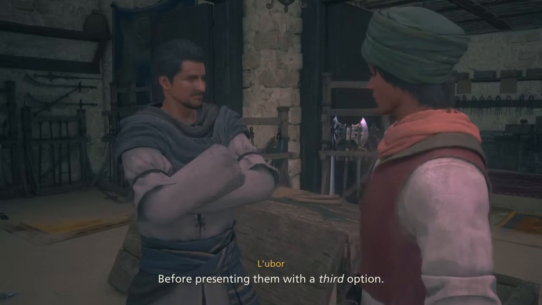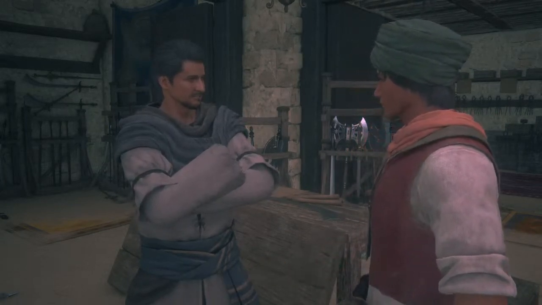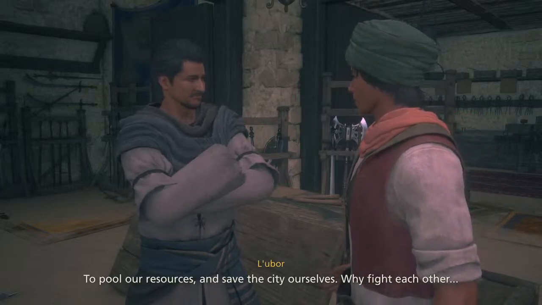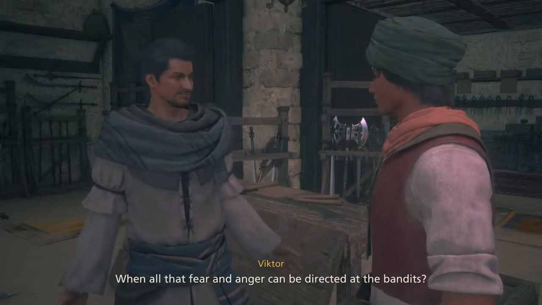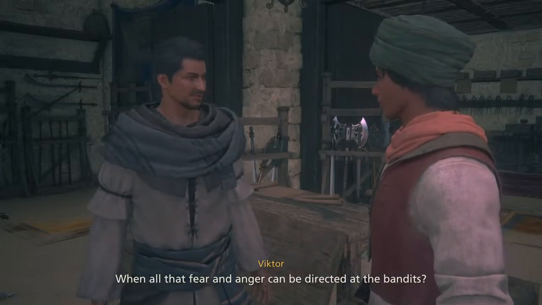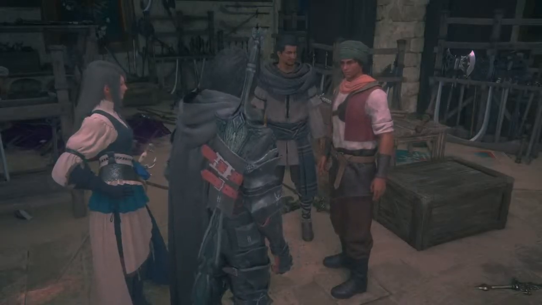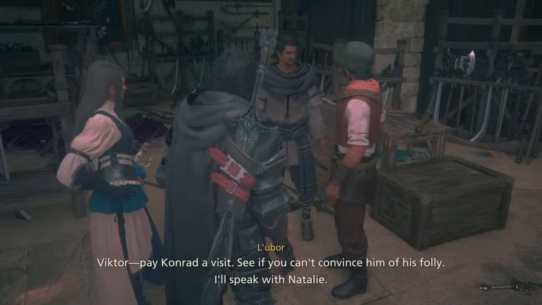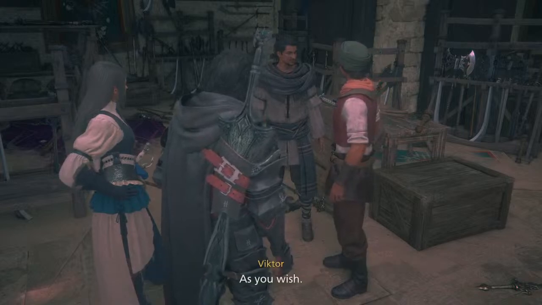Before presenting them with a third option. And that would be? To pool our resources and save the city ourselves. Why fight each other? When all that fear and anger can be directed at the bandits. It appears we have a plan of action. Victor, pay Conrad a visit. See if you can't convince him of his folly. I'll speak with Natalie. As you wish.